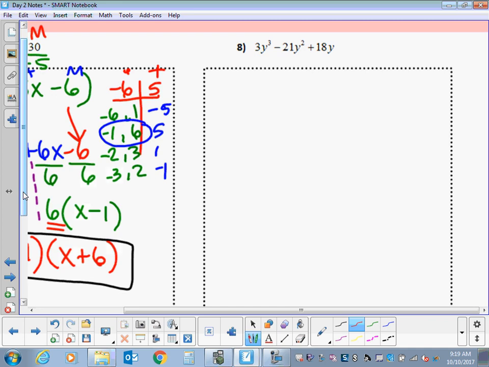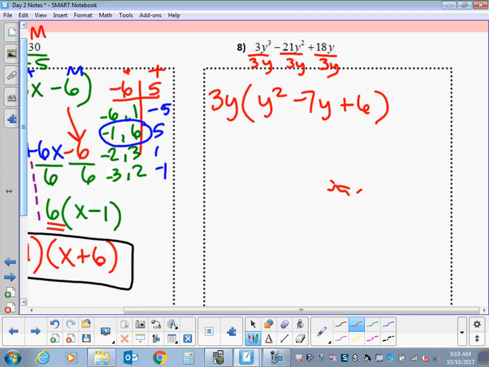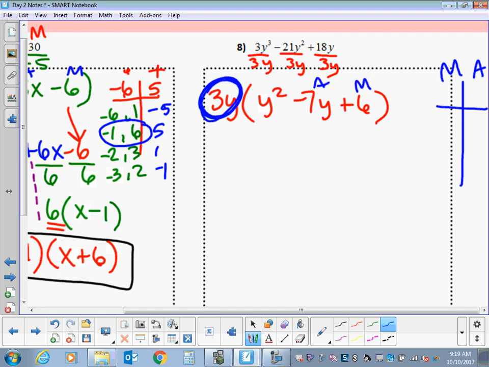Thank you. You guys take out a GCF first. So we did number 7. So pull out 3y. I have y squared minus 7y plus 6 left over. If you did not, your numbers are just bigger, no big deal. Multiply, add. So I'm going to circle this so I can just wait on it. 6, negative 7.